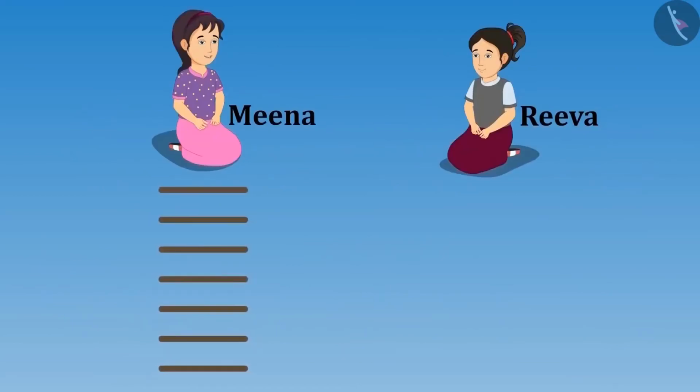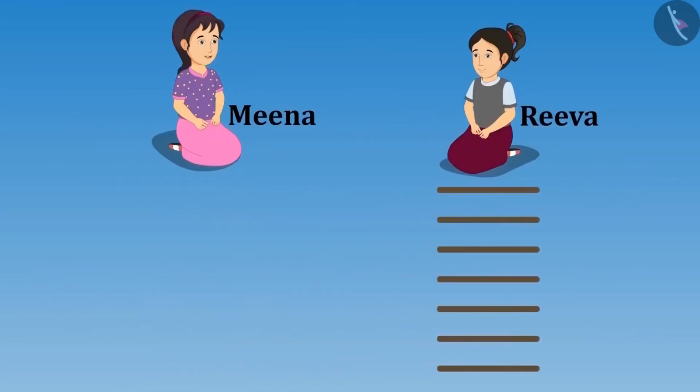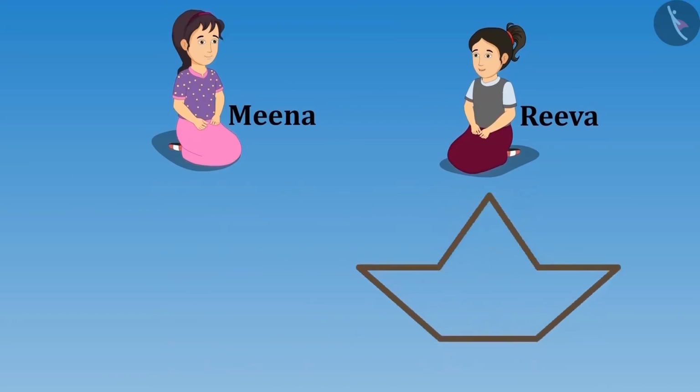Come on, Riva. Now I will give you 7 sticks. Can you make a closed shape with them? Yes, sister. Look what I have made. Very well done, Riva. Did you observe that there are many angles in this shape? Can you identify the angles in this shape? Sure, sister. I can try. Sister, in my opinion, there are 7 angles in this. You are absolutely correct, Riva.